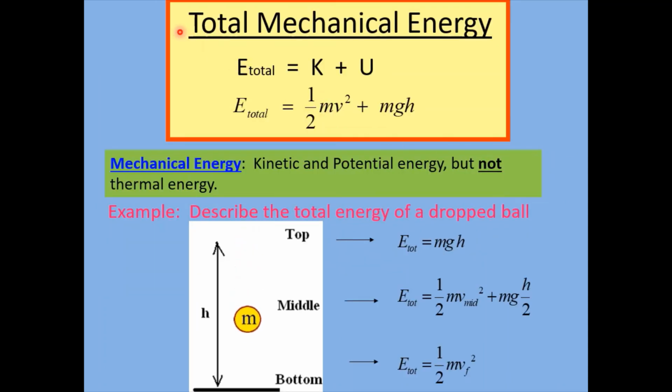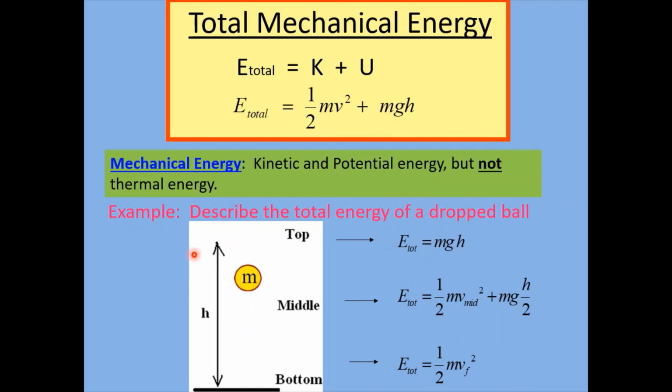So the definition here: total mechanical energy is the sum of kinetic energy and potential energy. And so what is mechanical energy? It's kinetic and potential energy, but not thermal energy. That's something different than mechanical energy. So total mechanical energy here is 1/2 mv squared, that's kinetic energy, plus mgh, that's the gravitational potential energy.